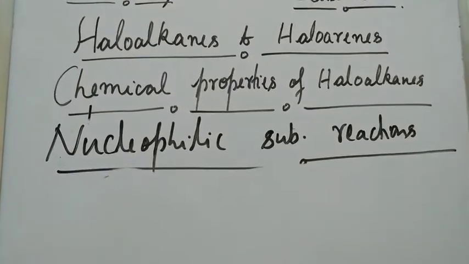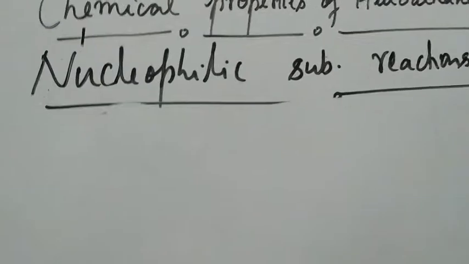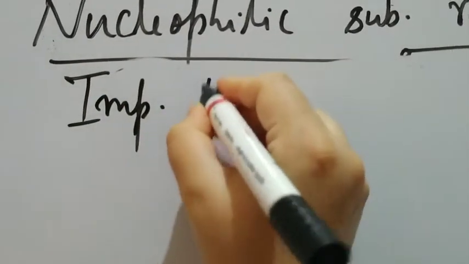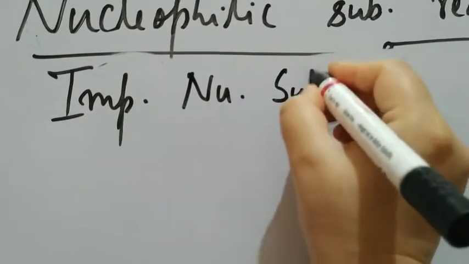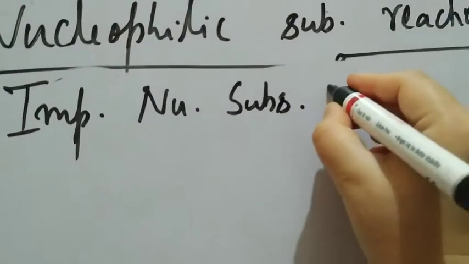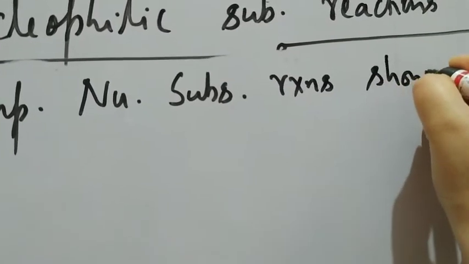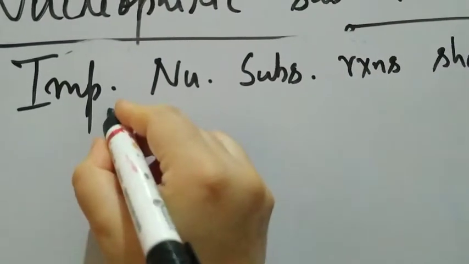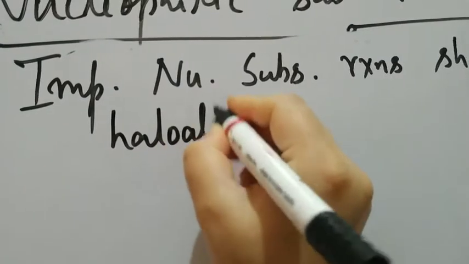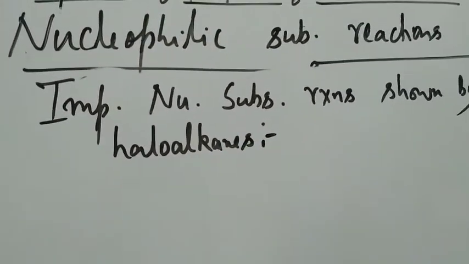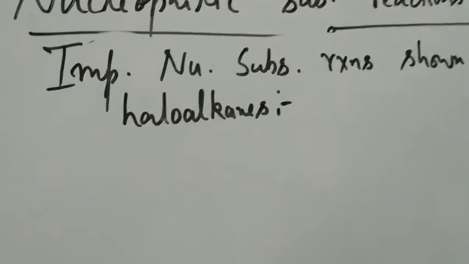Alright, continuing with nucleophilic substitution reactions, let's take a look at some important nucleophilic substitution reactions shown by haloalkanes. Let's see which nucleophiles are stronger than halogens and can replace them in haloalkanes.